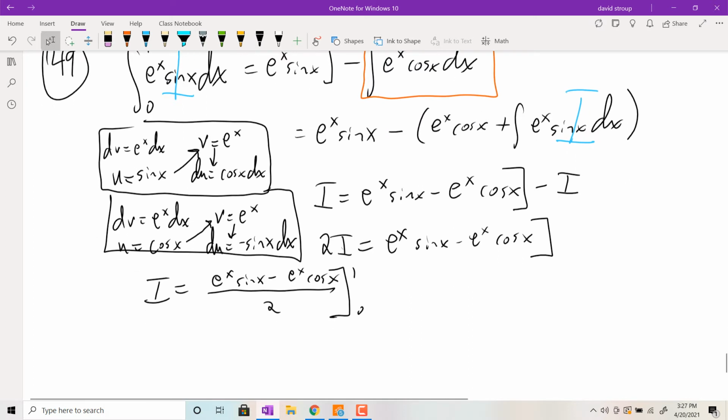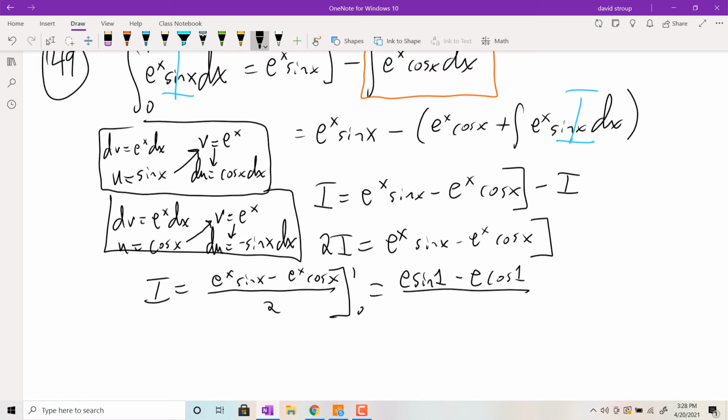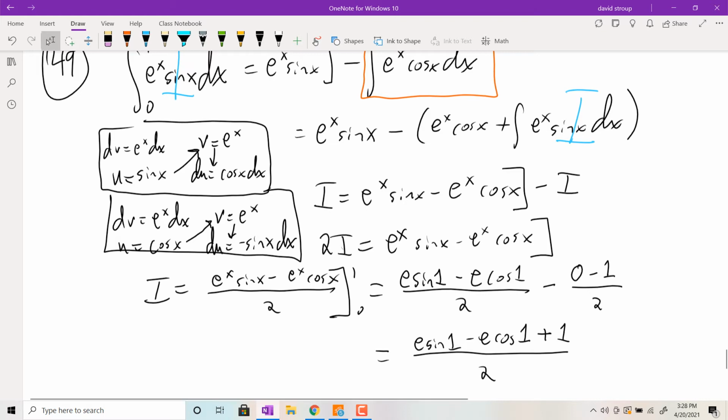Okay, so plugging in 1, e to the 1 is just e sine of 1, minus e cosine of 1 on the second guy, all over 2. And then minus, plug 0 in, so e to the 0 is 1, and sine of 0 would be 0, minus e to the 0 is 1, times cosine of 0 is also 1. 1 times 1 is 1, over 2. So it looks like we're getting e sine 1 minus e cosine 1, there's a common denominator of 2, minus minus becomes plus 1 all over 2.